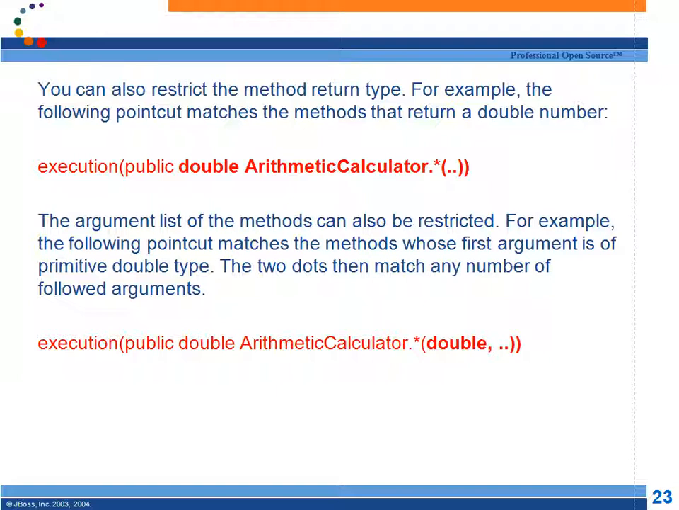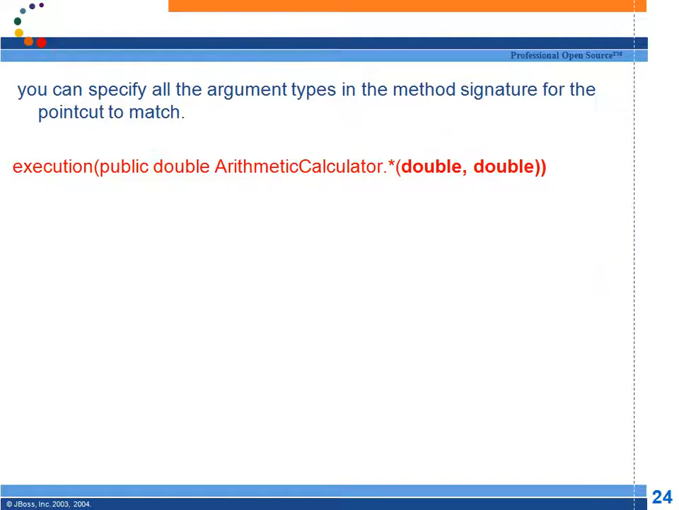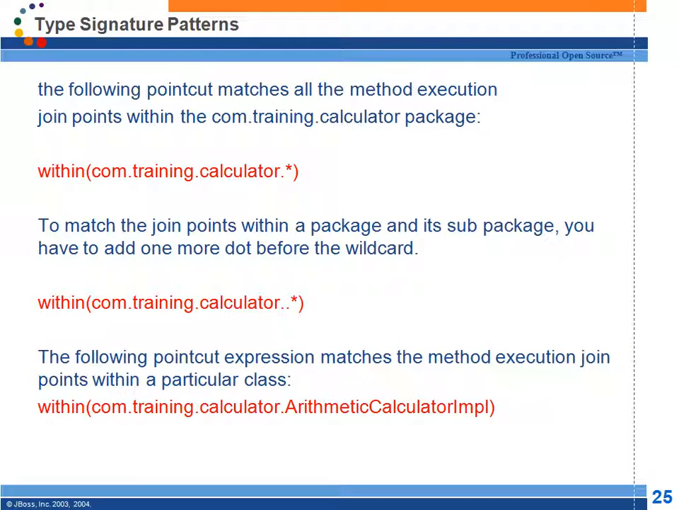But first parameter should be double. All the methods inside this class, all the public methods inside this class, whose return type is double, and there are only two parameters, double comma double. Okay, see here, we can use within like this.